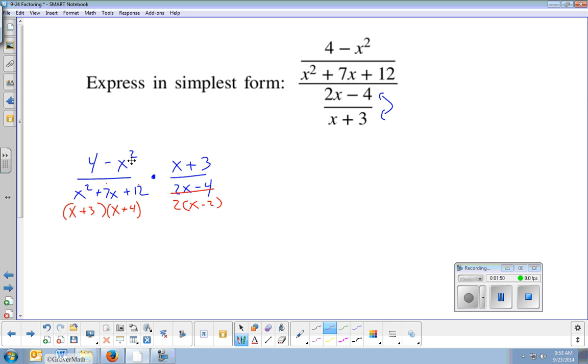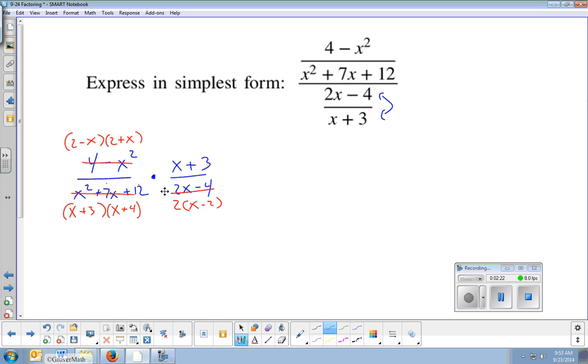4 minus x squared is not a GCF. It's not a trinomial. It is a difference of two squares. 4 is a square, and x squared is also a square, and we're subtracting. That's the difference part of difference of two squares. And so it factors to 2 minus x and 2 plus x. Now, you may have thought, isn't it x plus 2, x minus 2? Well, if it were x squared minus 4, like if this was reversed, then it'd be x plus 2, x minus 2. But because it's 4 in the front, I have to have the 2's in the front. I have to keep the same order.